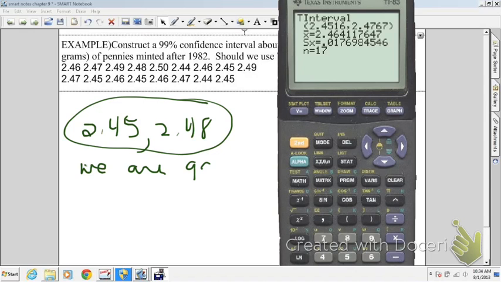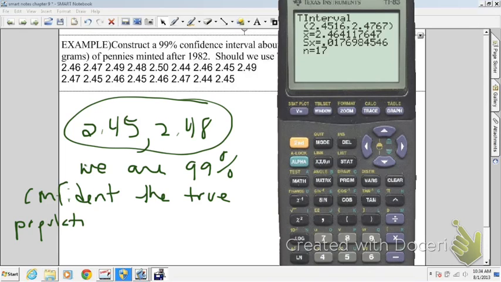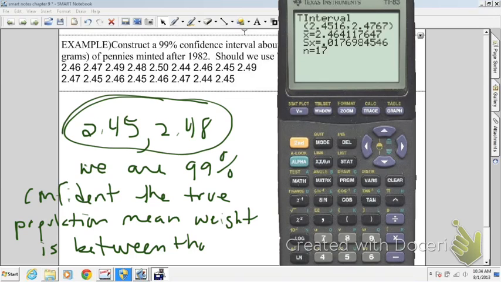we are 99% confident. Remember, this is the inferential part of statistics. So we are 99% confident the true population mean weight of pennies minted after 1982 is between these bounds. So, you know, it's between 2.45 grams and 2.48 grams. Okay, so that's how you would interpret that.